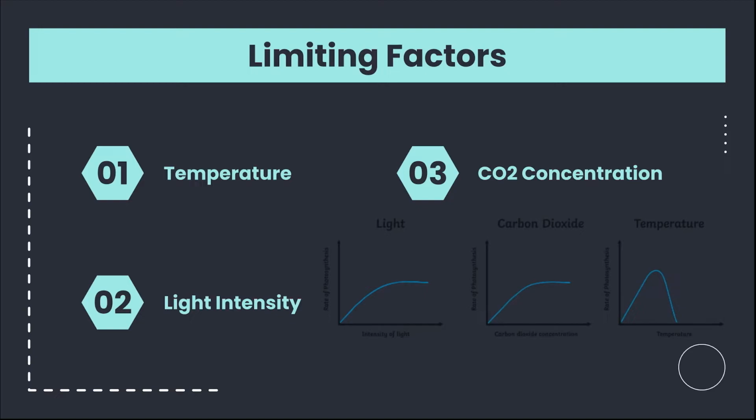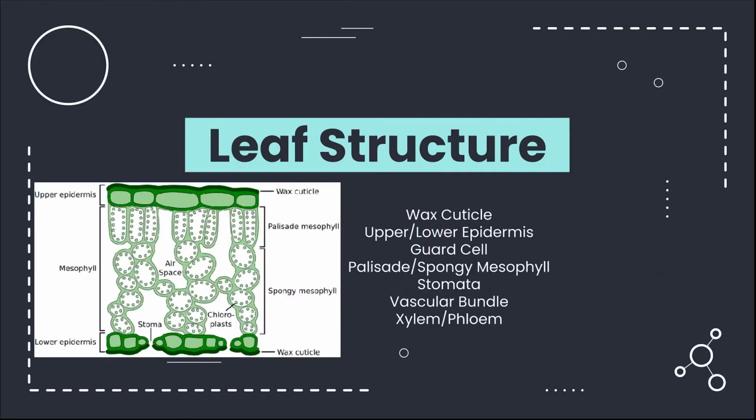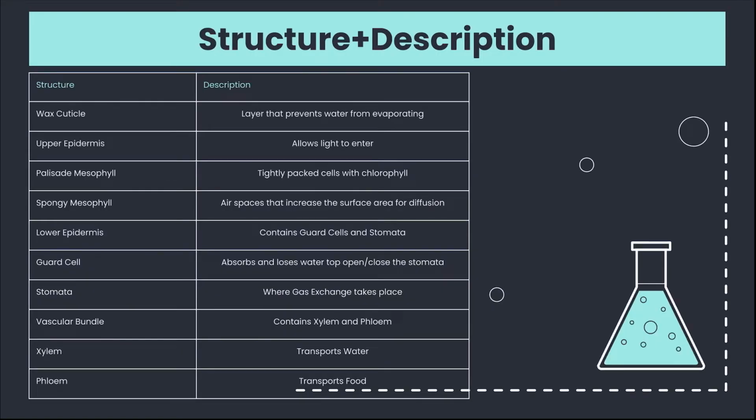Now, photosynthesis happens inside leaves, so it is important that we know about the internal leaf structure. Inside the leaf, we have the wax cuticle, upper and lower epidermis, the guard cell, the palisade and spongy mesophyll, the stomata, the vascular bundle, xylem, and phloem. It is also important to know what each of these structures does.